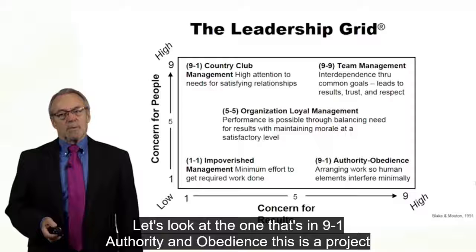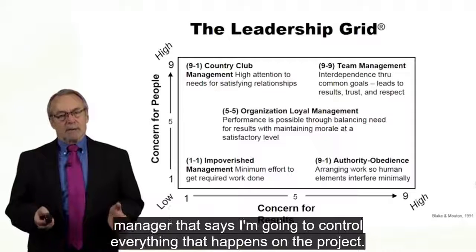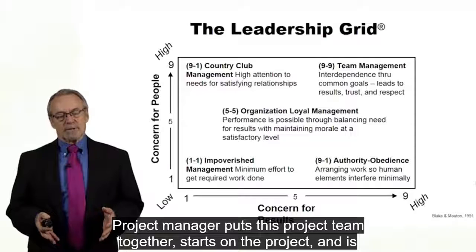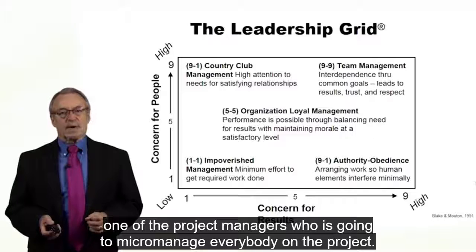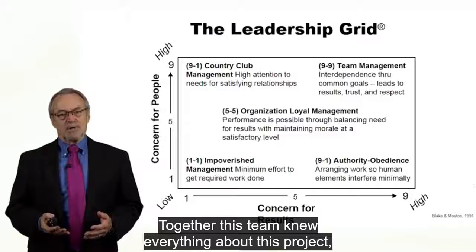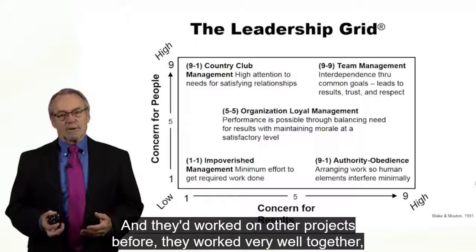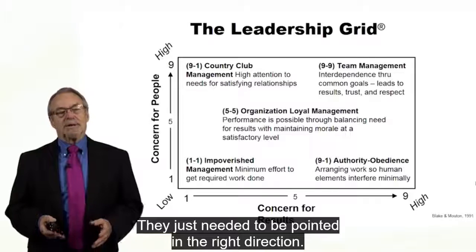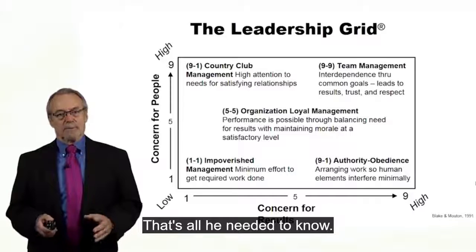Let's look at the one that's a 9-1, authority and obedience. This is a project manager that says, I'm going to control everything that happens on the project. Project manager puts this project team together, starts on the project, and is one of the project managers who is going to micromanage everybody on the project. The problem was that that project manager had put together a wonderful team. Together, this team knew everything about this project, everything that needed to be done, and they'd worked on other projects before. They worked very well together, and they could just do this project without anybody even helping them at all. They just needed to be pointed in the right direction. Done looks like this, that's all they needed to know. They could make that happen.